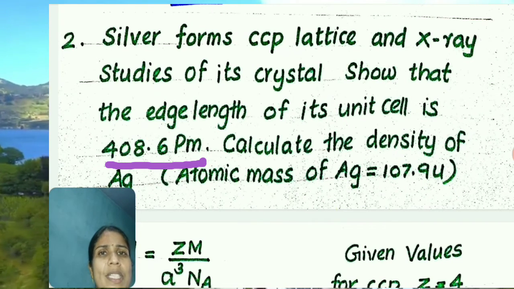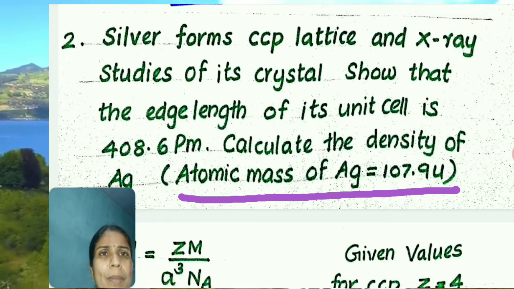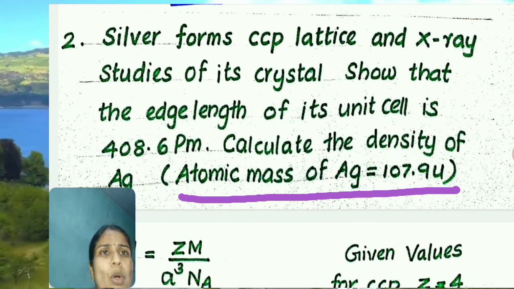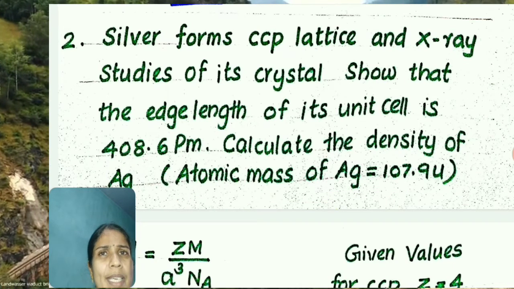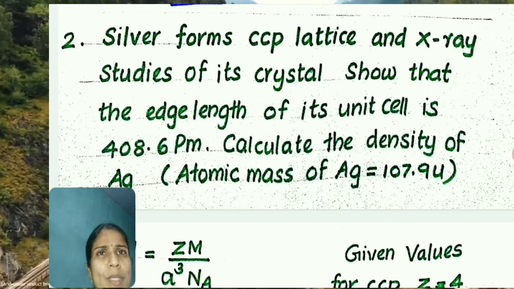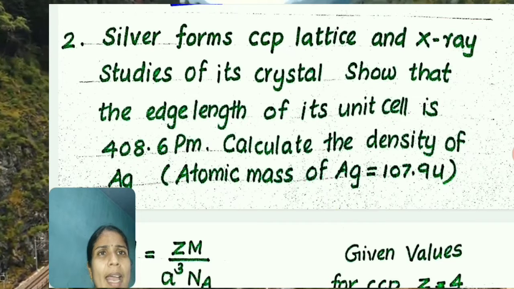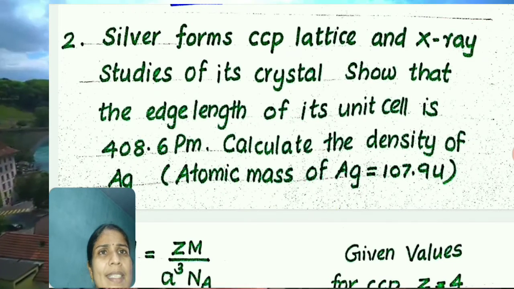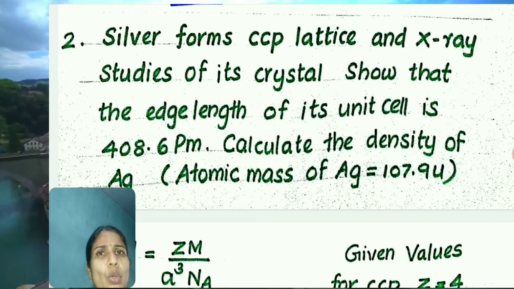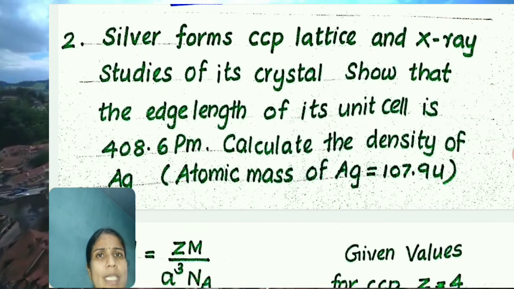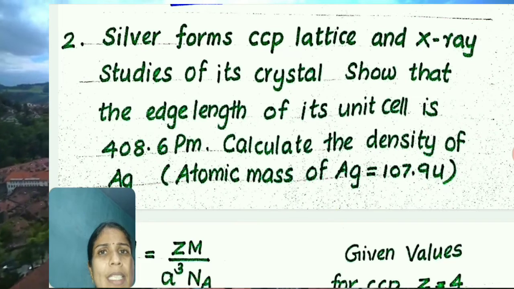Calculate the density of silver. Given atomic mass of silver is 107.9 U. U means unified mass. Then once again the question is, silver forms CCP lattice and X-ray studies of its crystal shows that the edge length of its unit cell is 408.6 picometer. Calculate the density of silver.